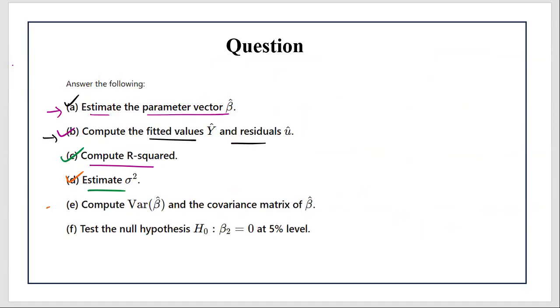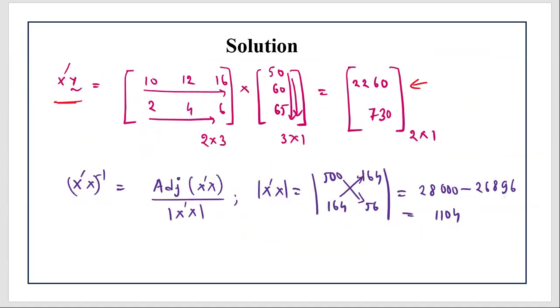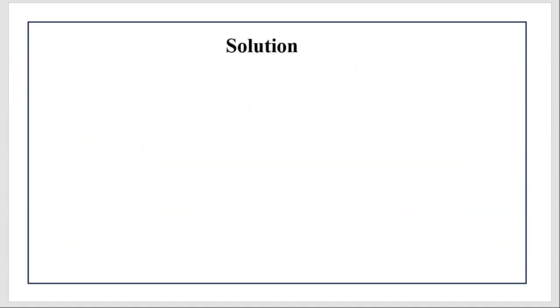Now part E of this question is saying compute the variance of beta cap and the covariance matrix of beta cap. Let us do that. Let us find out the var covar matrix. If you remember the formula of var covar matrix, we have derived this as well. Sigma cap square times X prime X inverse. I hope you remember this formula. We have derived this. Now we have all the values here, 52.19, which we just derived here. Sigma cap square is this.